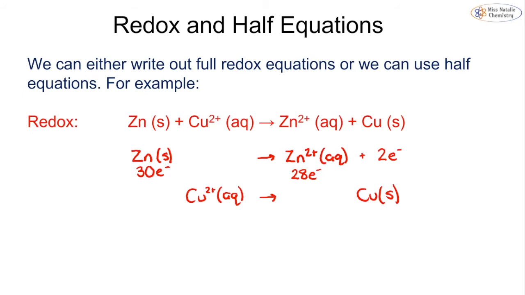Then we can look at the copper. Now, copper has got an atomic number of 29.